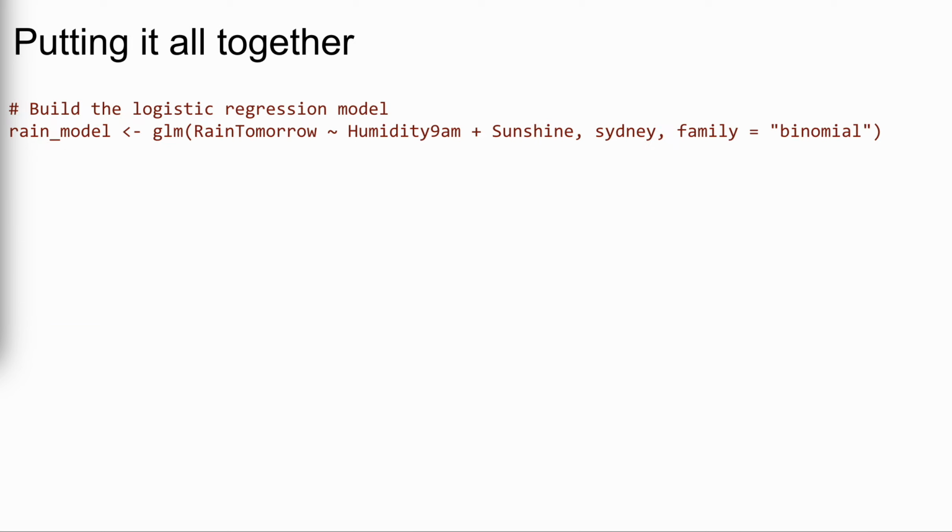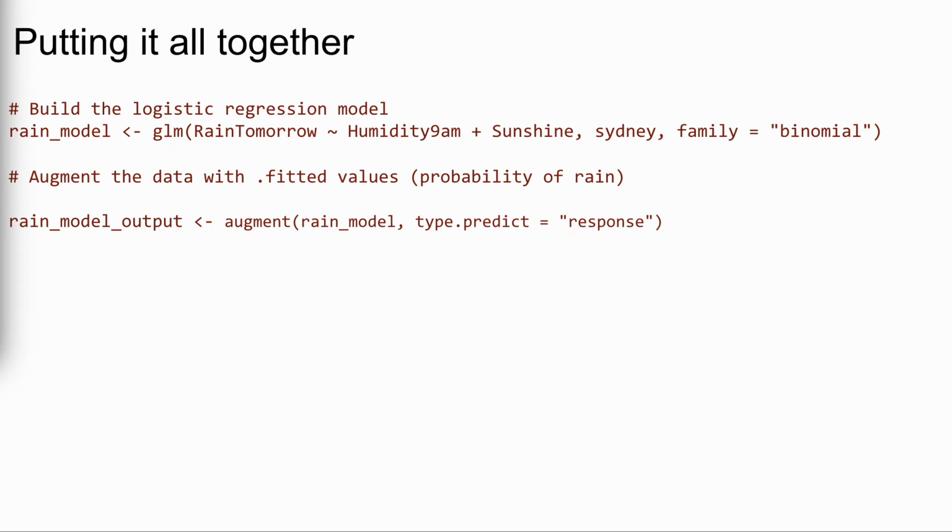Let's pull this all together. Now that we understand this code a bit better, we can streamline it. First, as usual, we can build and store our rain model. Next, we can augment the observed data points with the fitted values or probability of rain calculations for the data points. Again, don't forget to specify type.predict equals response, or you'll get log odds instead of probability measurements. Finally, to make it easier to recall later, we'll store the results as rain model output.